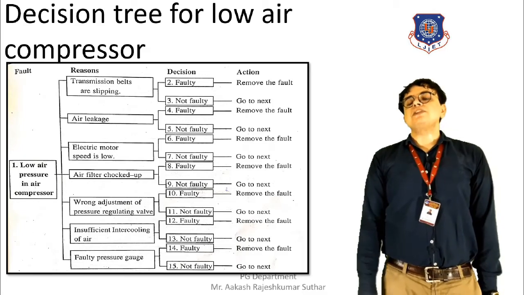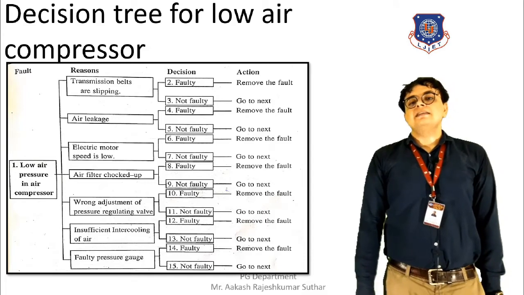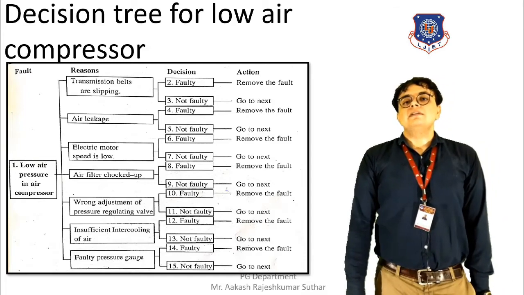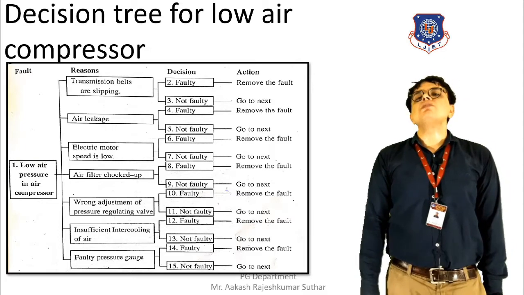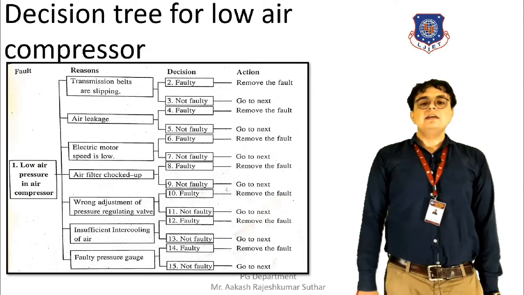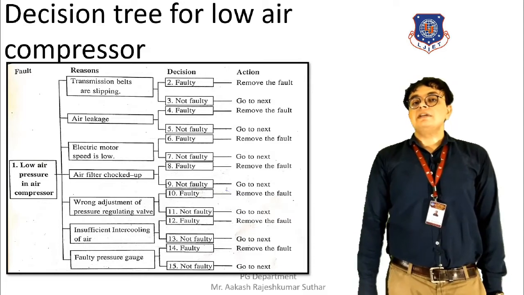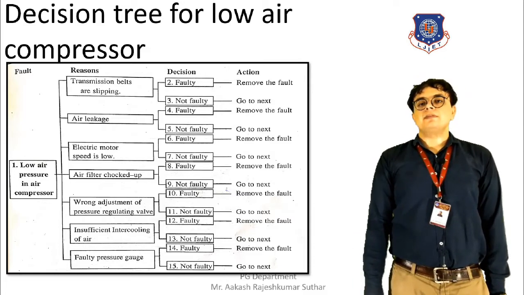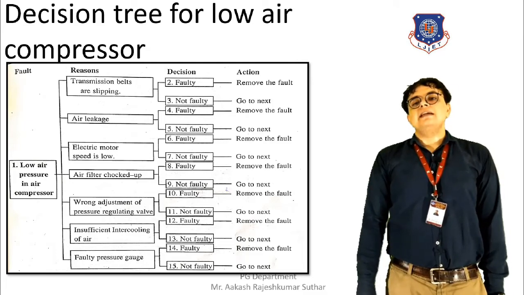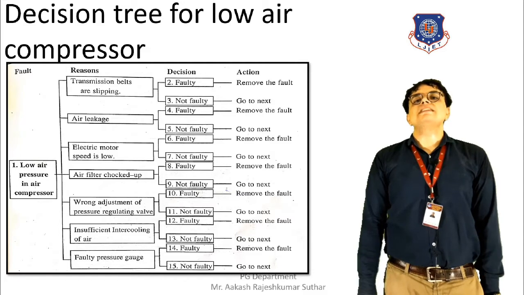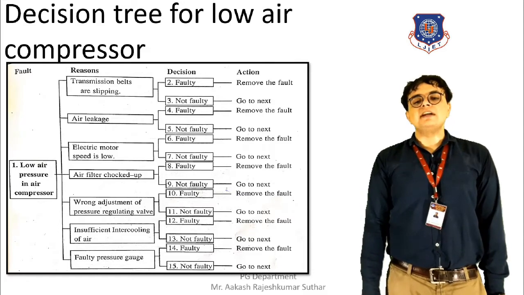So if the pressure regulating valve has been wrongly adjusted, then we should write it as a faulty reason, and accordingly we should remove the fault. But if the adjustment of the pressure regulating valve is proper, then we should write it as not faulty, and accordingly we should move towards the next reason. Next reason is the insufficient intercooling of the air.